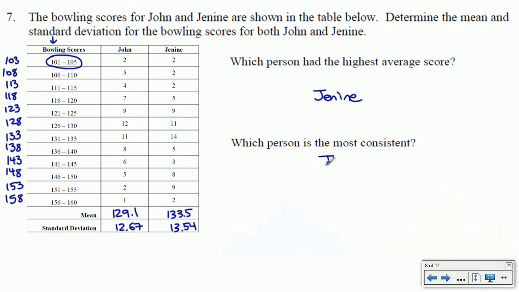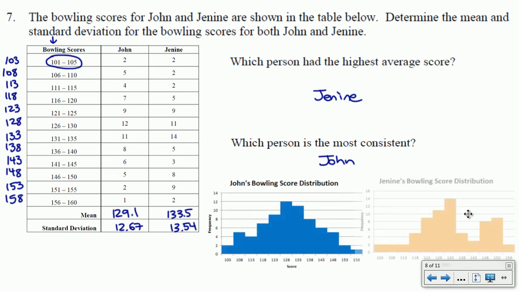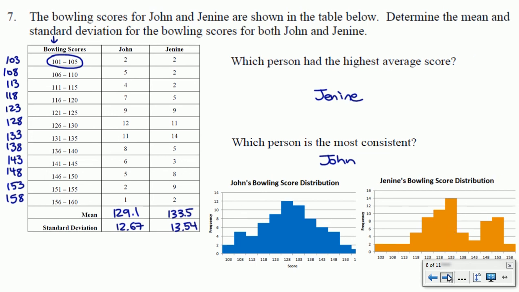And you can see the frequency distribution of John and Janine here. So John's scores are a little bit less spread out than Janine's, but Janine has the higher average. So now we're going to move on to question number 8.